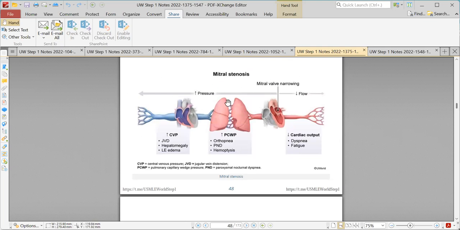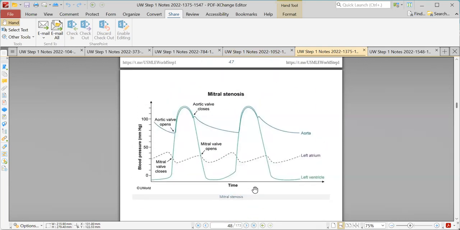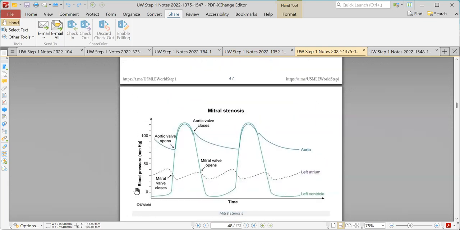So what happens in mitral stenosis? There is an increase in the pulmonary capillary wedge pressure, increase in the central venous pressure, increase in the JVP, hepatomegaly, edema, orthopnea, paroxysmal nocturnal dyspnea and fatigue. So in mitral stenosis, what you will see is the left atrium, which normally should be here, but it is actually there, upper mitral valve.